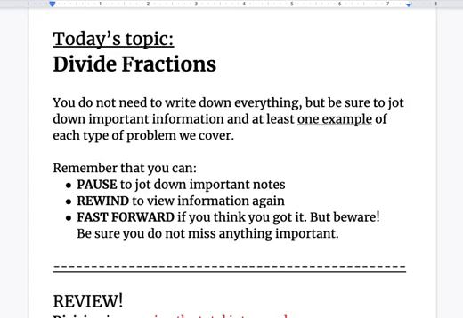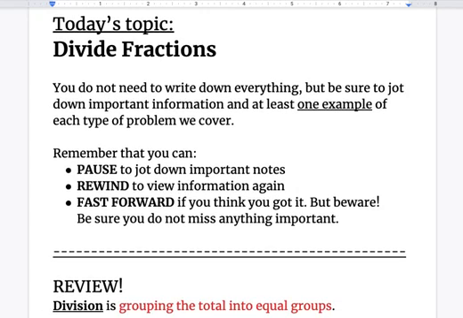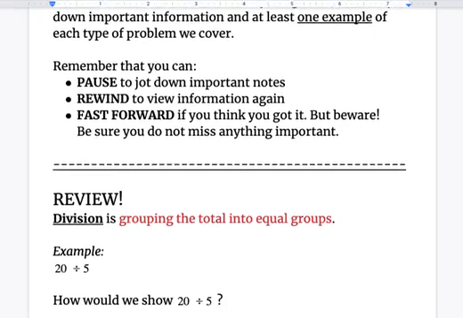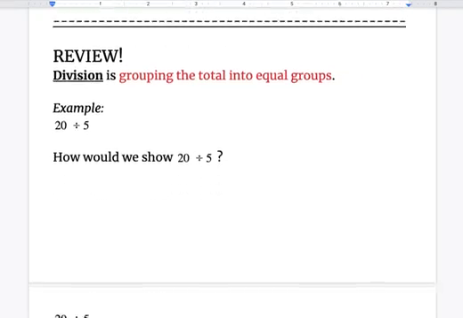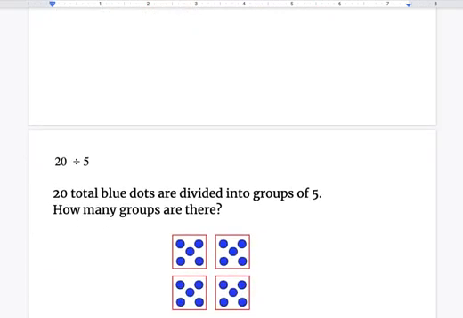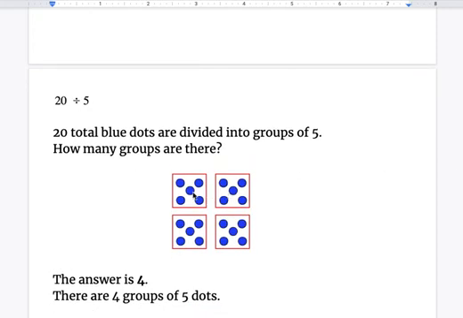So let's begin with our review of division. Remember that division is grouping the total into equal groups. So for example, with 20 divided by 5, we can show 20 divided by 5 by drawing 20 total blue dots divided into groups with 5 dots inside each of them. And the answer would be how many groups there are total. The answer would be 4. 1, 2, 3, 4. Because there are 4 groups with 5 dots in each of them.